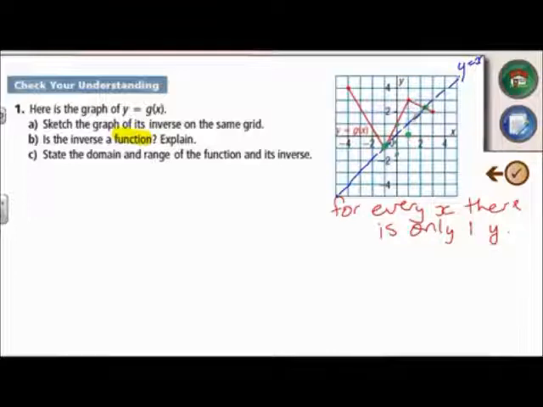Let's take some of those other points that we know. Switch the x and the y values. 1, 3. That's going to be, switch it, 3, 1. Right there. And we know this point over here, negative 4 and 4. That's going to become 4 and negative 4. Switch the x and the y.